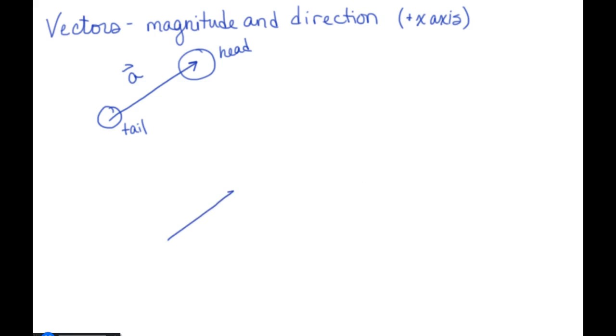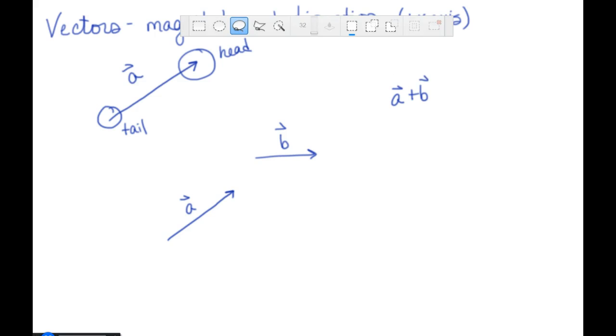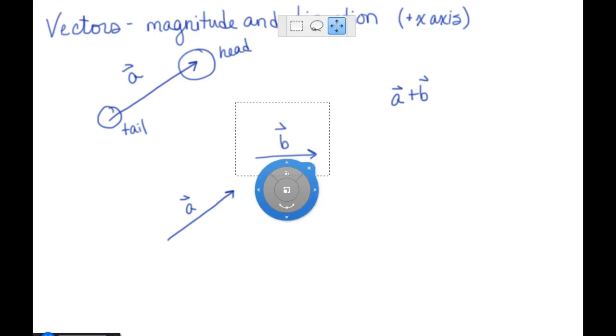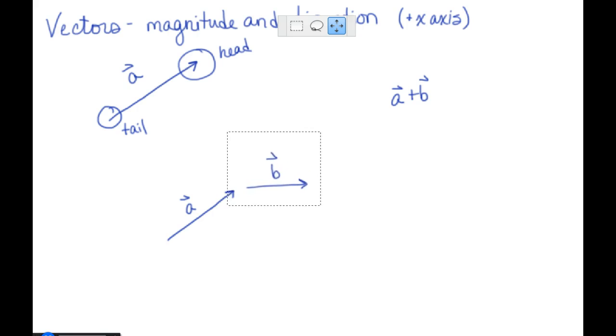So if I have two vectors, vector A and vector B, how I could add those vectors to get vector A plus B is actually kind of fun. What I'm going to do is take this vector and move it so that its tail is on the head of vector A. In order to do vector addition, our vectors must be lined up head to tail.